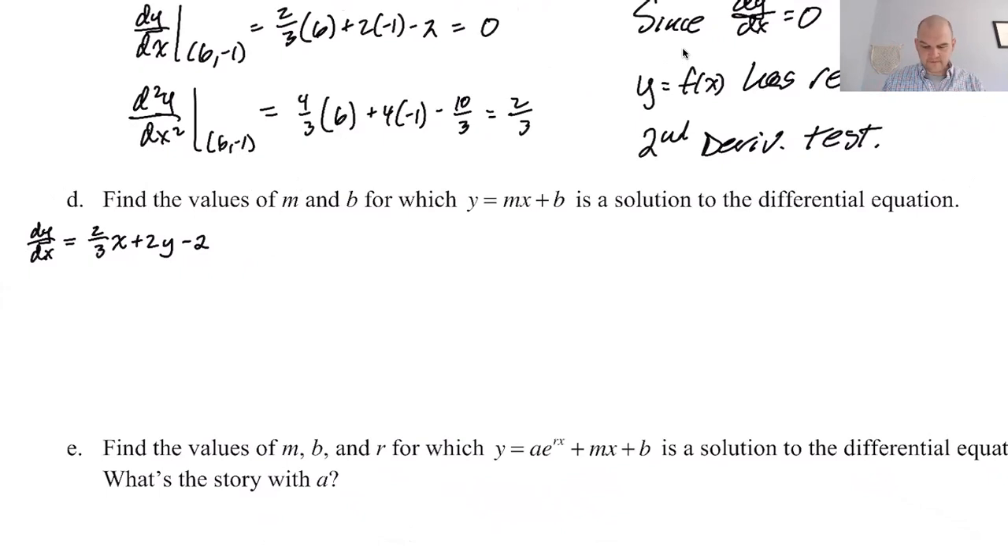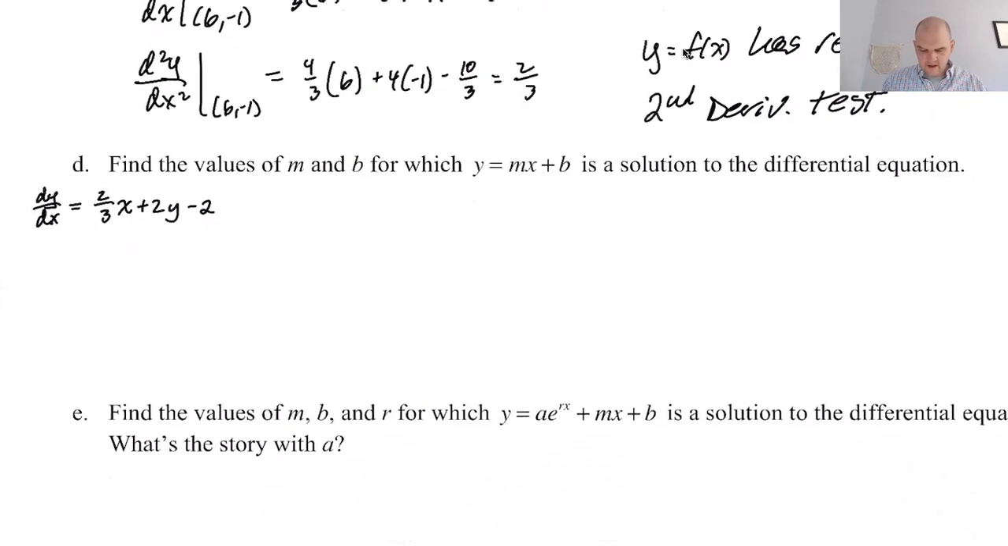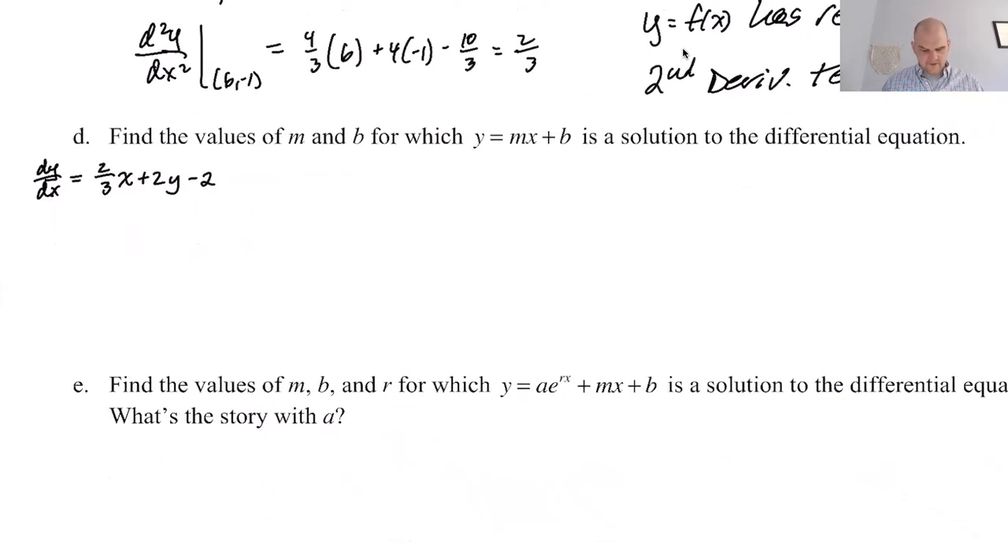The first one is a more general process that's going to work in more scenarios. We have dy/dx written one way: it's 2/3 x plus 2y minus 2. If y equals mx plus b is a solution to the differential equation, we definitely know another way to write dy/dx. Just based on this, I can take the derivative and say that dy/dx must be m. There's no alternative. So that's from taking the derivative, and that's one way of writing dy/dx.